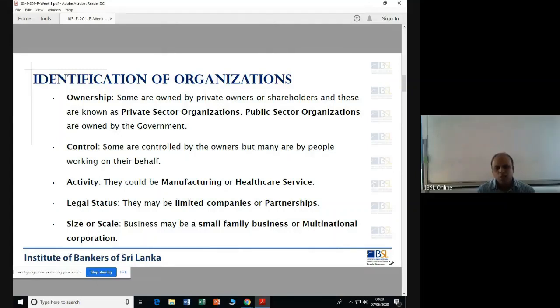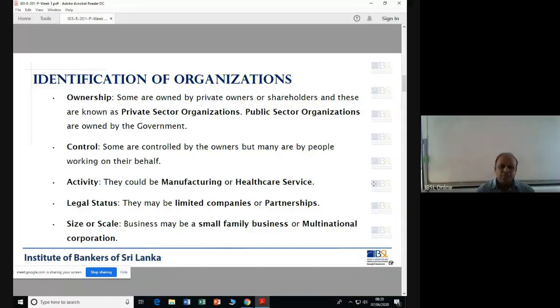So the shareholders become the owners of the company or your respective bank. But who is going to run the business? It is the board of directors. So the board of directors is the people who are going to work on behalf of the shareholders. So the controlling here means who is going to control and run the business.